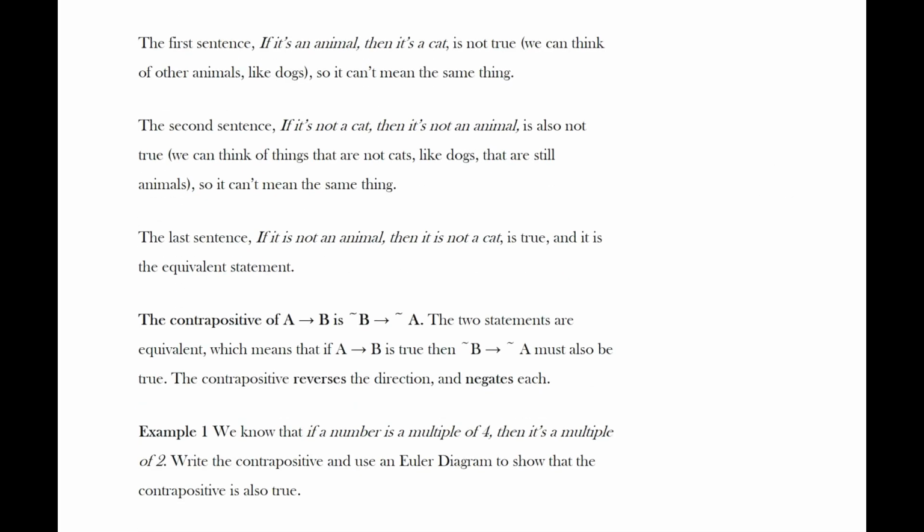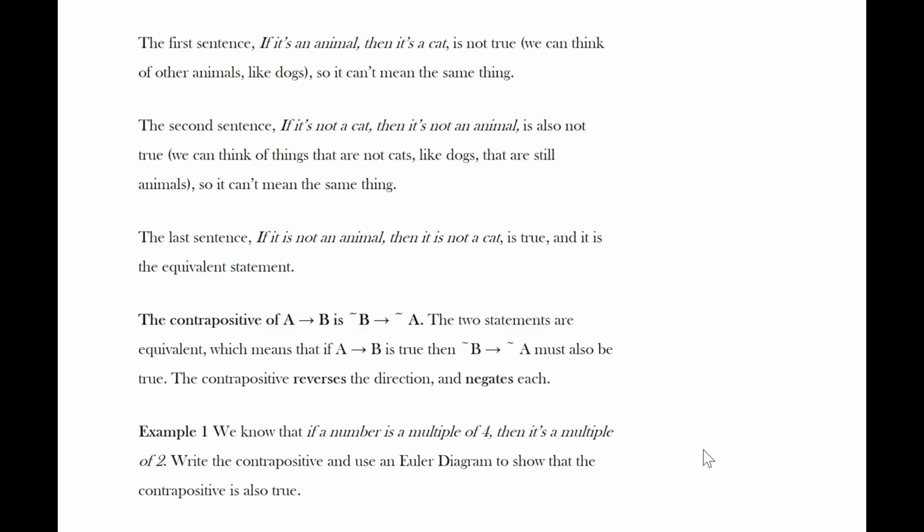So the deal is that the contrapositive of if A then B is not B then not A. Those two statements are equivalent. The contrapositive reverses directions and has a negative in front of each one. So let's try example 1. Let's see if you can do this one.